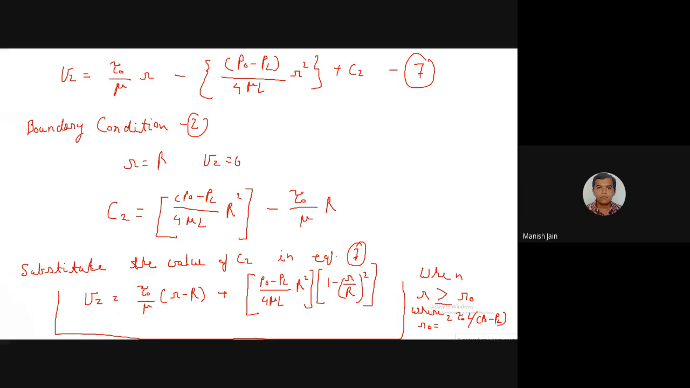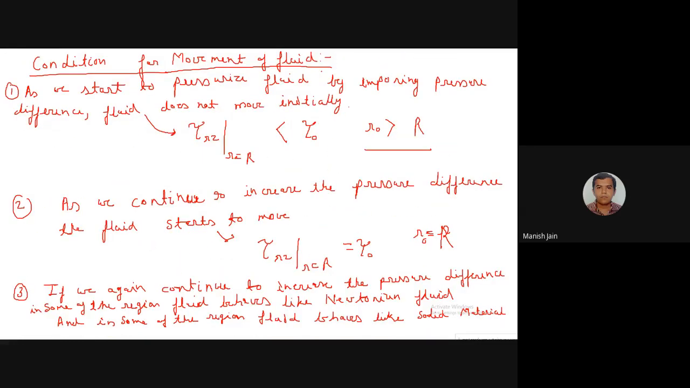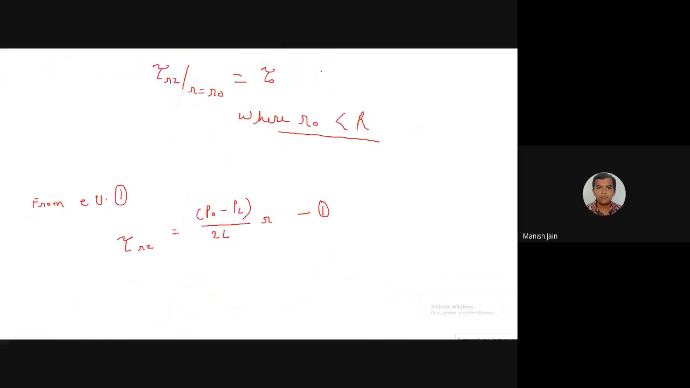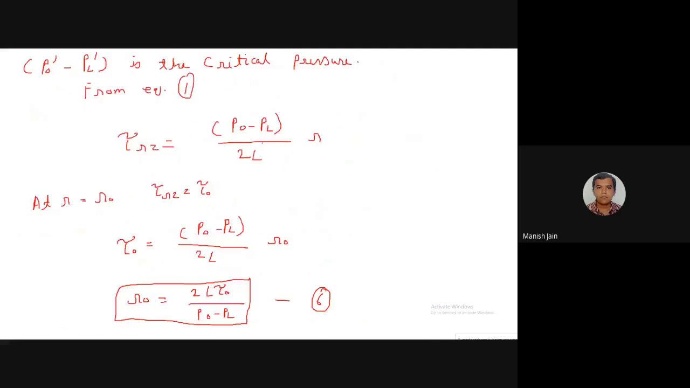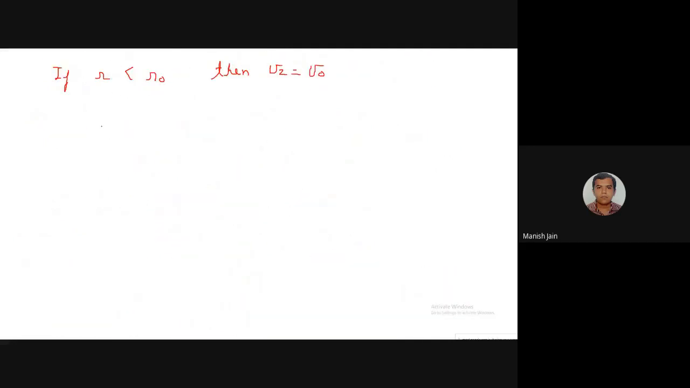Now the second condition: if R is less than R naught, then Vz equals V naught. We have calculated before, when R is less than R naught, dVz by dr equals 0. So Vz equals V naught, a constant value. Now you have to calculate this value of V naught. What is the value of V naught, which is constant? Now we have to calculate the value of V naught.